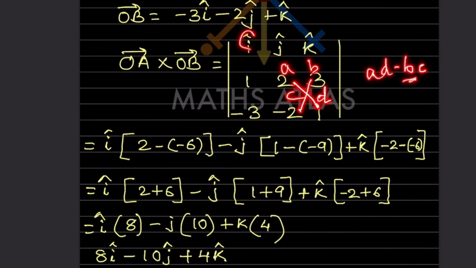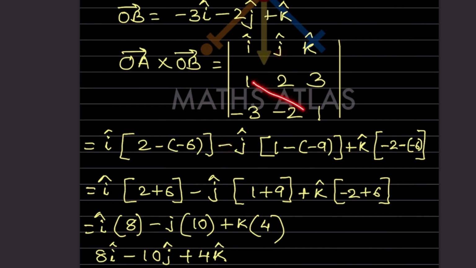You have seen in matrices also how to do it. So now AD is 2 minus, and this will be minus 6. Remember the middle term should have a minus sign. Then you will take this one and multiply, first 1 minus, then minus 3 into 3, which is minus 9.